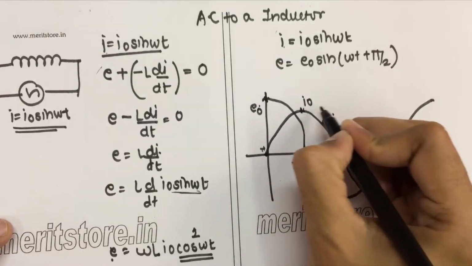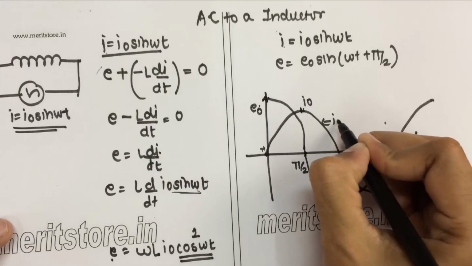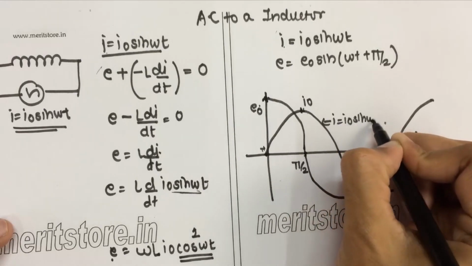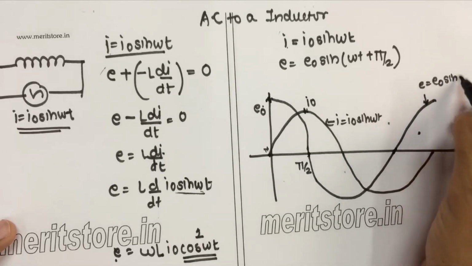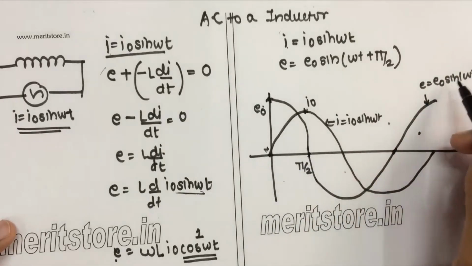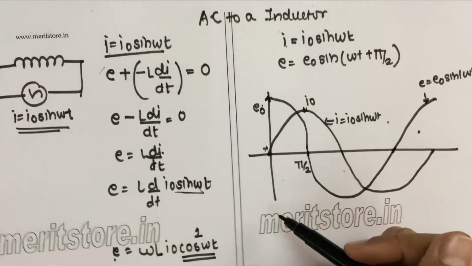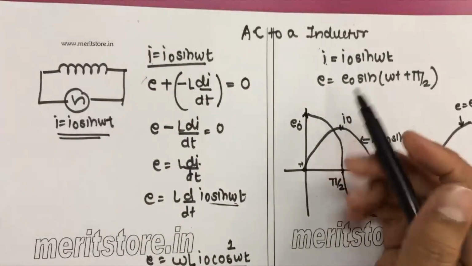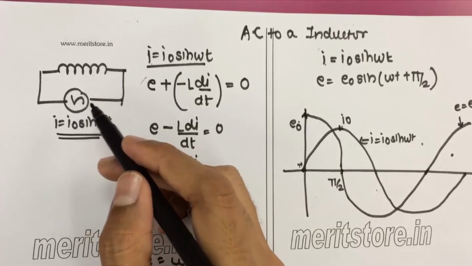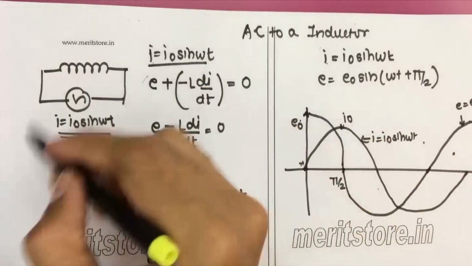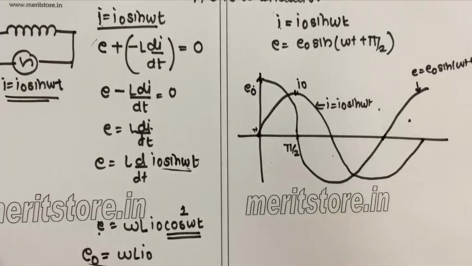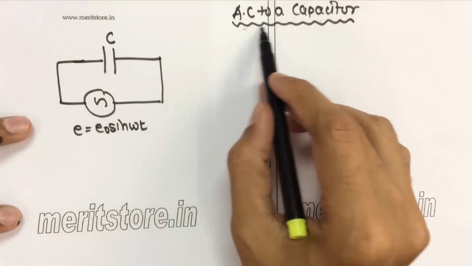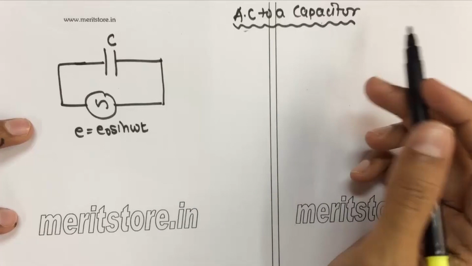So this is your current, which is given by the equation I equals I0 sin omega t, and this is your voltage, which is given by the equation E equals E0 sin(omega t plus pi by 2). So now here the voltage is leading and the current is lagging by a phase difference of pi by 2 when an alternating current is connected to an inductor.